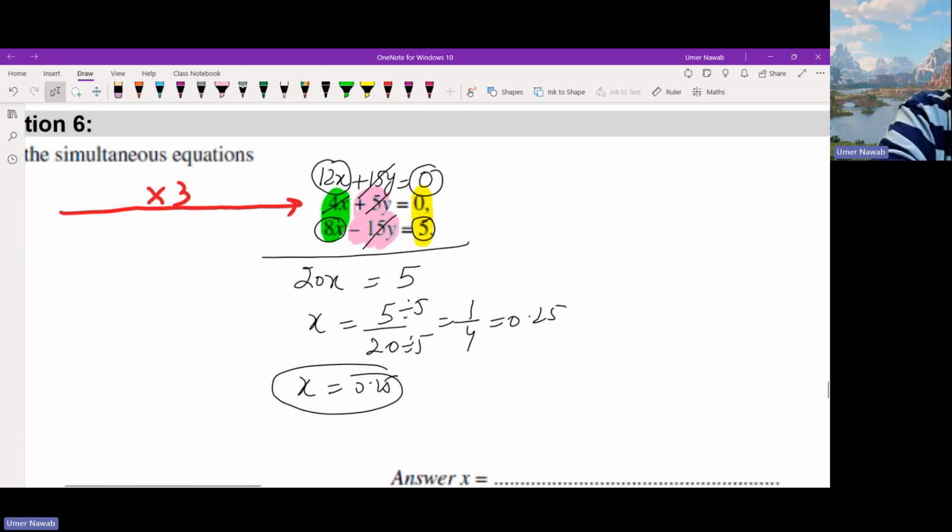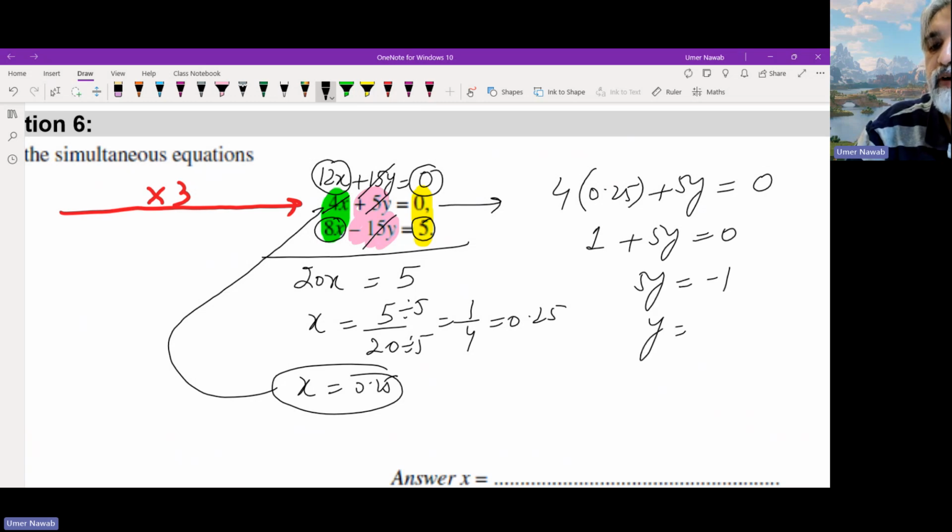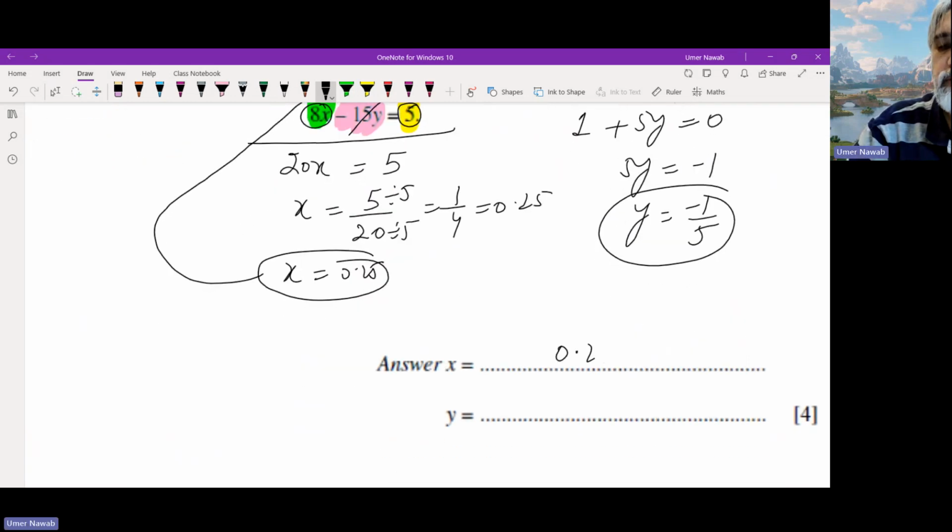Now I may plug this value in. The value of x, I found it, 0.25. I'm going to use this value in the first equation. So 4 times 0.25 plus 5y is equal to 0. 4 times 0.25 is 1, plus 5y is equal to 0. So 5y is equal to negative 1 and y is equal to negative 1 over 5. So x is 0.25 and y is negative 1 over 5.